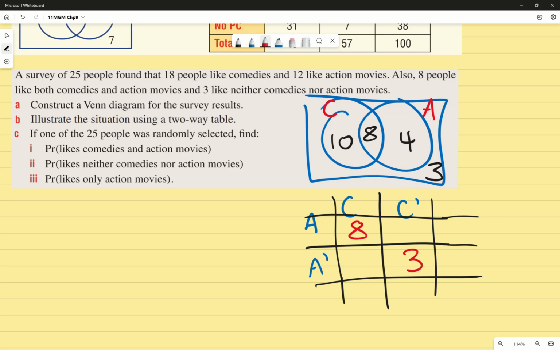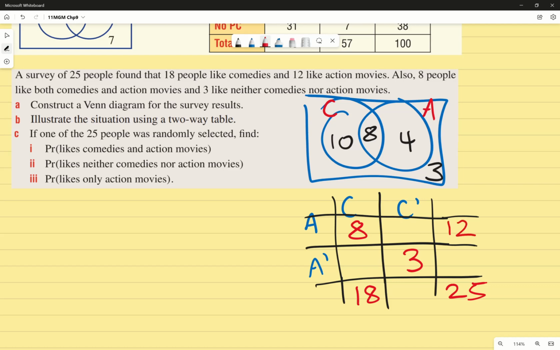Now, we also know the total is 25, right? That's what it says at the start. So 25 people. So that goes there. Okay. Well, now we fill in the rest of the information. Well, it says 18 people like comedies. If 18 people like comedy, that means the total of C is 18. And it also said that the total of action is 12. So that goes there.